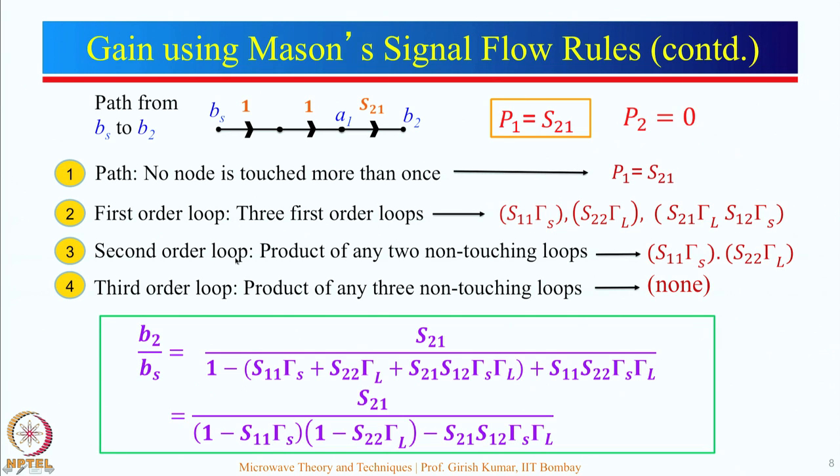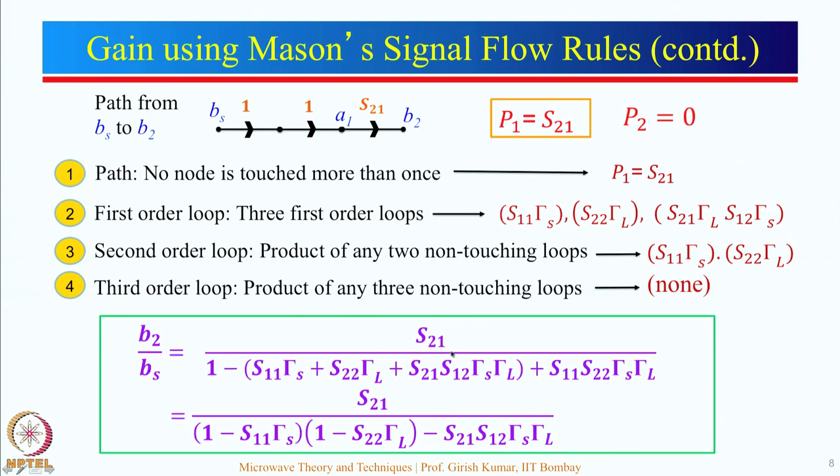Now, what is the second order loop? Second order loop is the product of any 2 non-touching loops. These 2 loops are not touching each other. So, hence this term comes over here. You can see that it is a product of these 2 terms over here. There is no third order loop because there are no 3 non-touching loops, and hence this particular thing will be equal to 0. So, now we can write B2 divided by Bs.